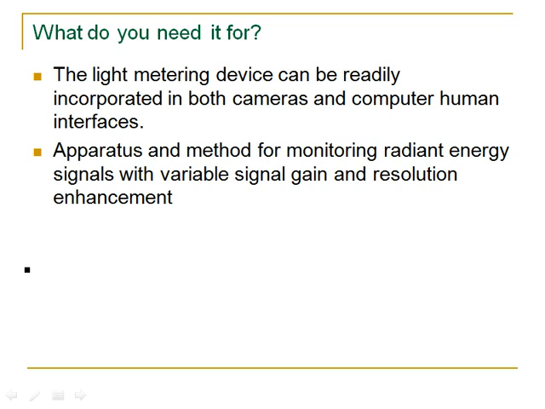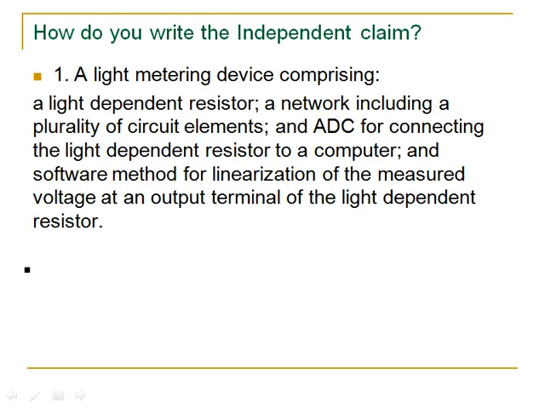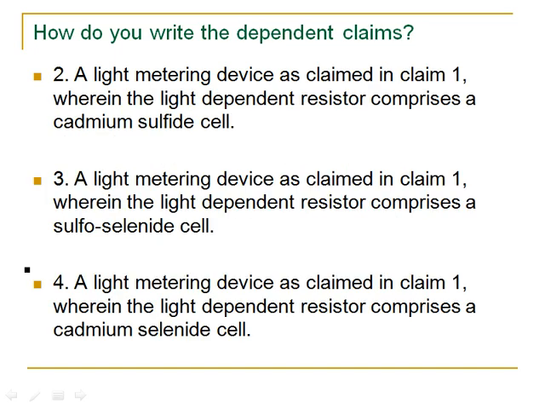So light metering devices can be used in cameras or computer-human interfaces. "Apparatus and method for monitoring radiant energy signals with variable signal gain and resolution enhancement" could be the way in which you term the device. And so to write the first independent claim, I might say, here's a light metering device comprising a light-dependent resistor, network of stuff, A/D converter, computer, software that linearizes the thingy. Then comes the dependent claim.